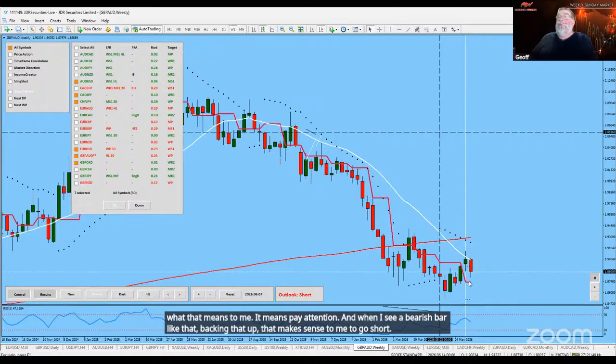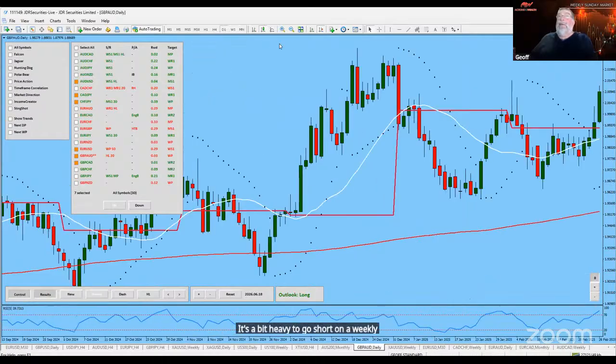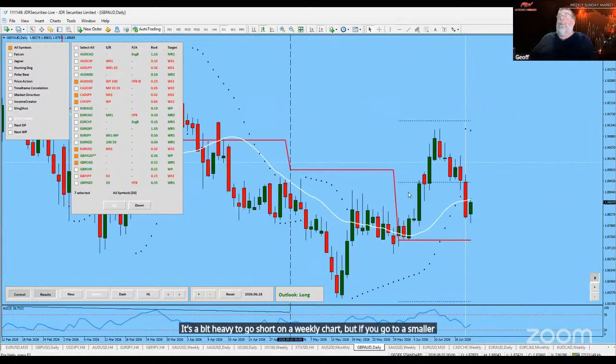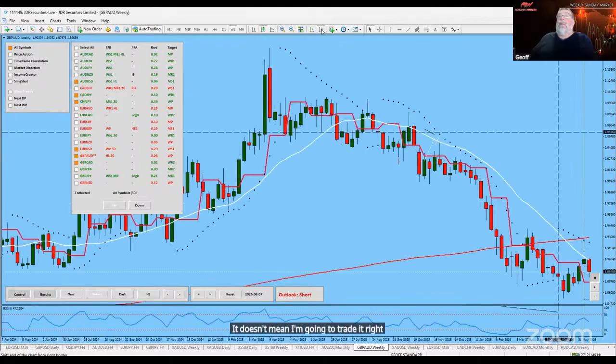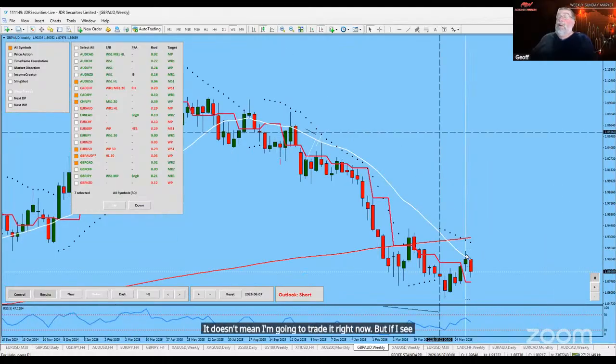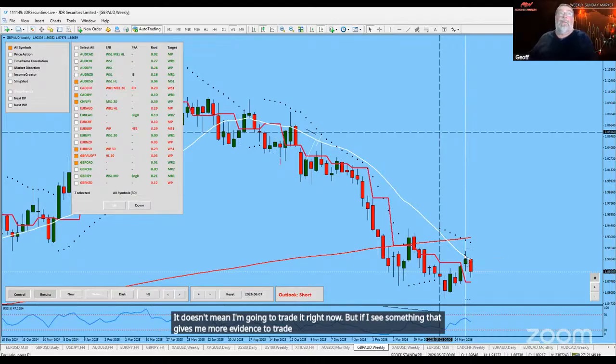It's a bad area to go short on a weekly chart, but if you go to a smaller time frame, you may find something that works. And there's a beautiful, what I call, ABC potential pattern. So A, it advanced through the moving average. B, it's potentially bouncing off it. And we might be looking for a C down here somewhere. So that's the kind of thing that I'm looking for. It doesn't mean I'm going to trade it right now, but if I see something that gives me more evidence to trade that short, then absolutely I would look to do that.